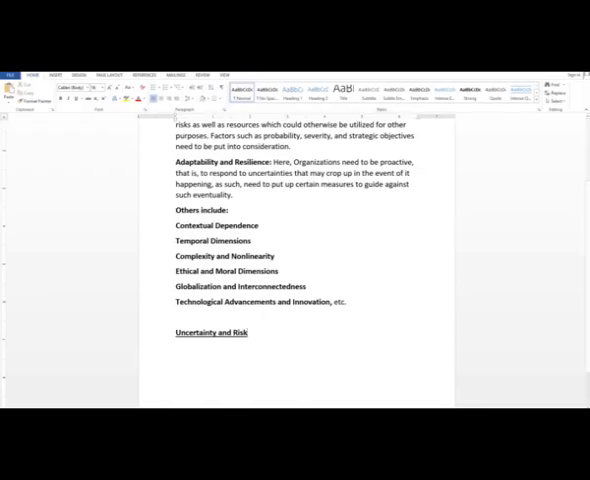The relationship between uncertainty and risk can be discussed under the following heading.